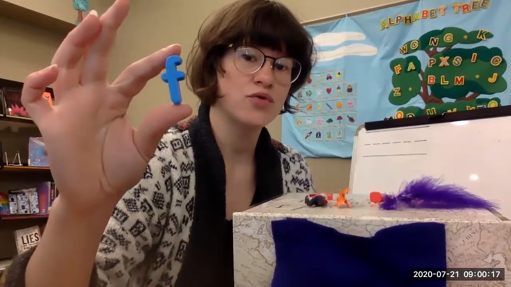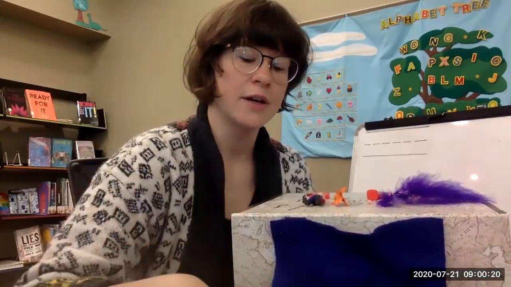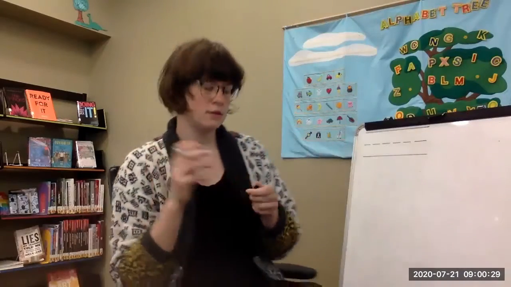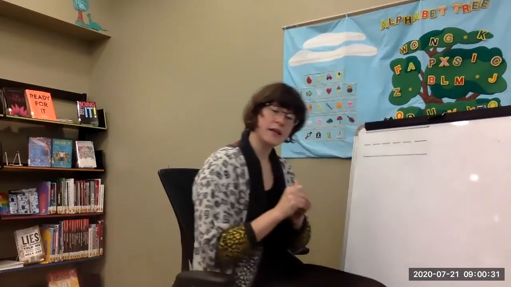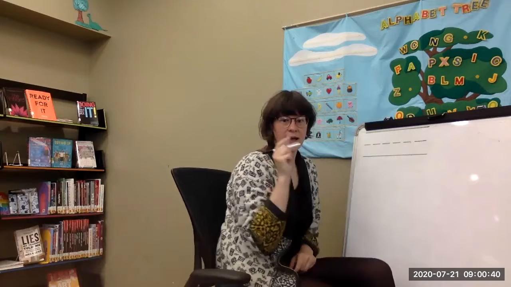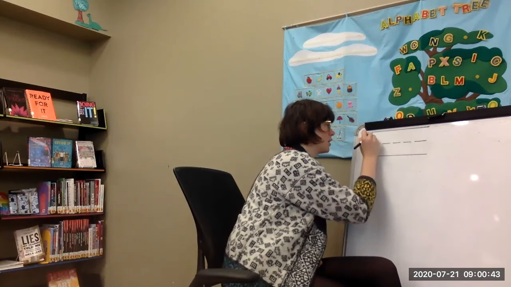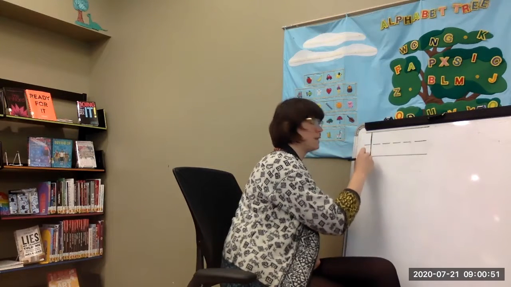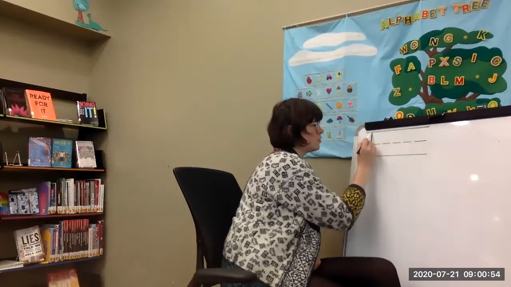So let's try to write the letter F together. Are you ready? I don't think it's too hard, but let's try it. We're going to start at the top. We're going to do an uppercase F, a big F first. You're going to start at the top line and just draw your straight line all the way down. And then we have to create the other parts of the F.